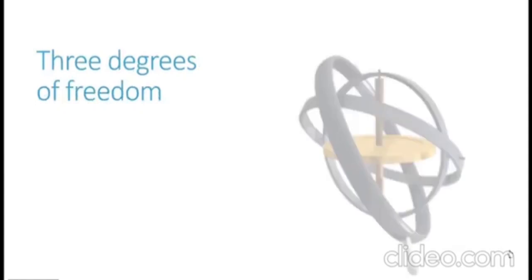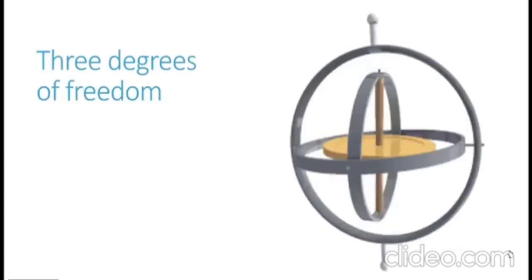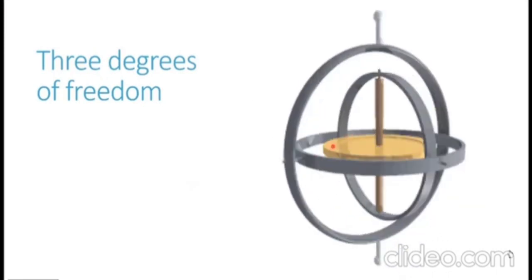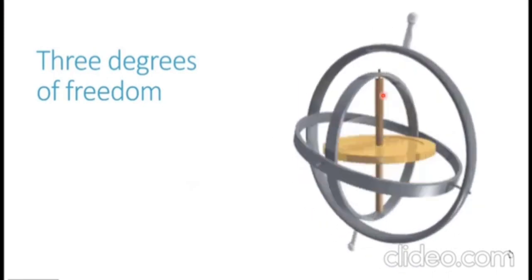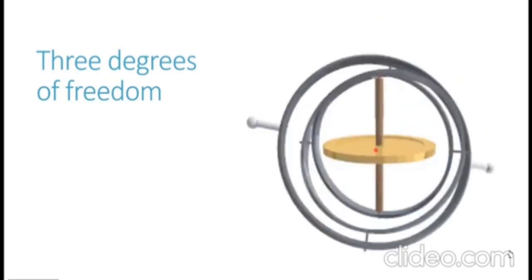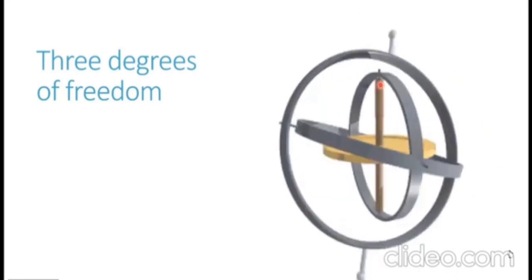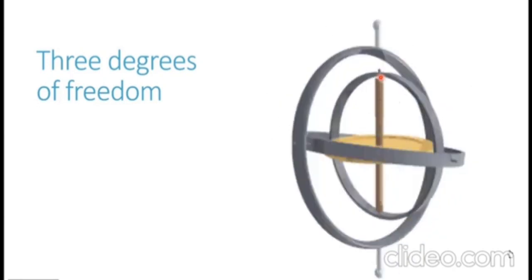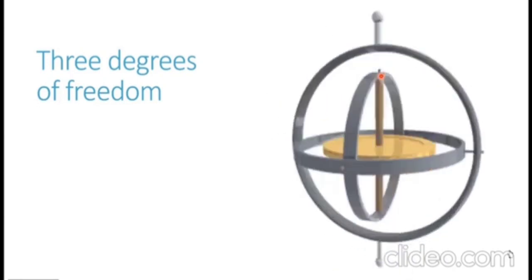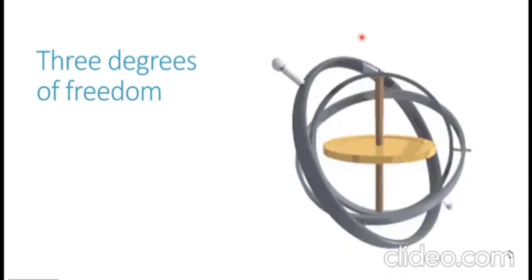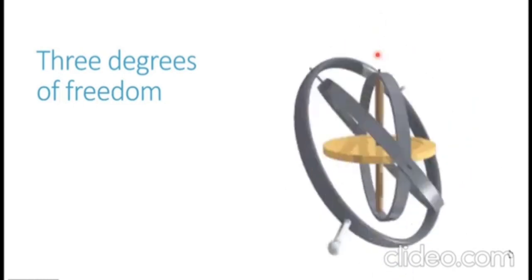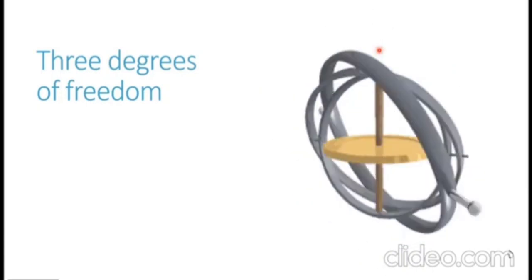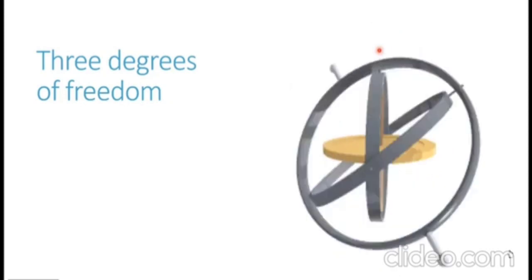Let me show you this 3 degrees of freedom by way of an animation. You can see we have the yellow color part, that is the rotor, and we have the brown rod in the vertical orientation. Now the brown rod is the spin axis. The spin axis is connected with 3 outer rings. So you have a ring in the vertical plane, you have a ring in the horizontal plane, and you have an outer member with handles. So this is a free gyroscope having 3 degrees of freedom.